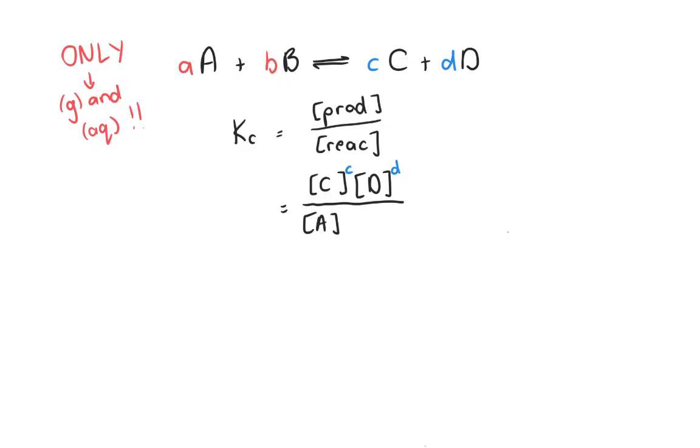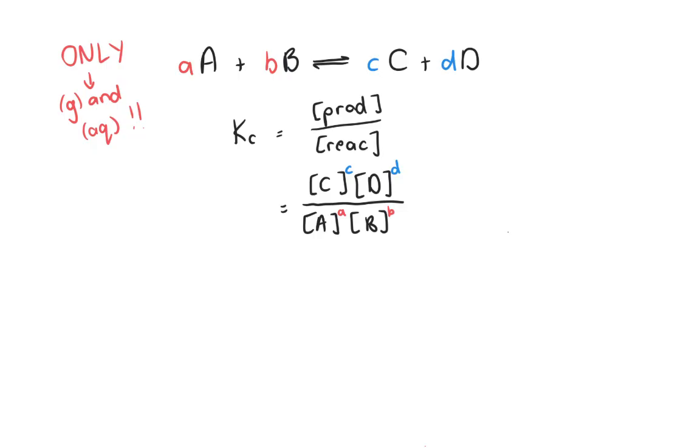And the same for my reactants. So you always look at the coefficient of your reactant or your product, and then it becomes the power of the concentration. So this is how you calculate it. And very, very important, this is only for your solids, your gases and your aqueous substances. You ignore your solids and your liquids in your Kc calculations.